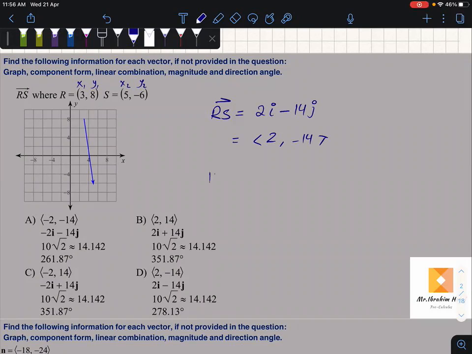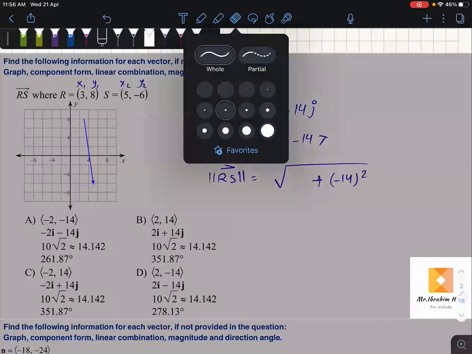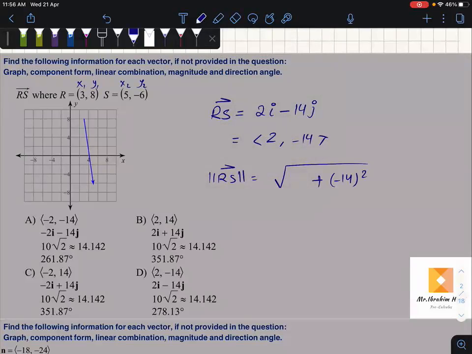Okay, to find the magnitude of this vector RS, it is equal to the square root of, yes, 2 squared, which is 4, plus -14 all squared. So we can write 4 as 2 squared, to be clear for you. So it's equal to 10 root 2.